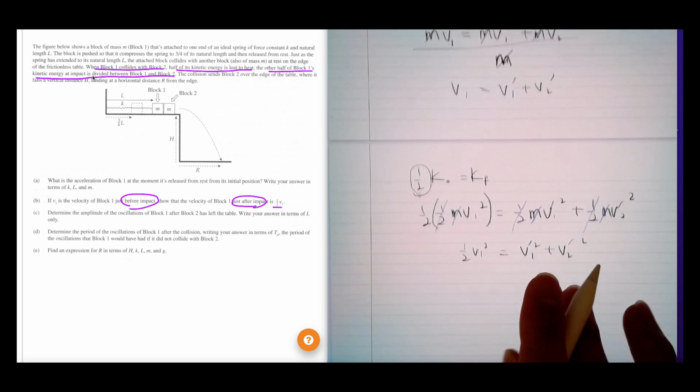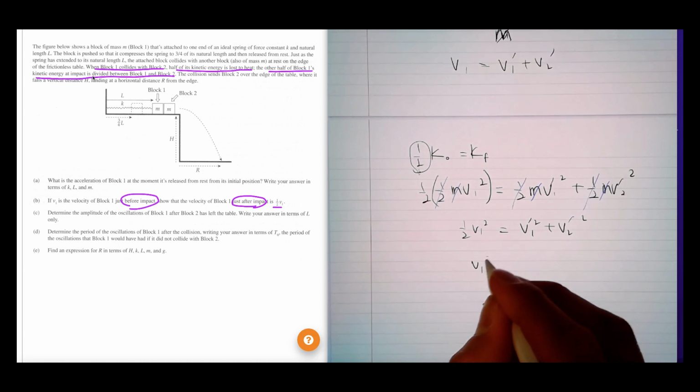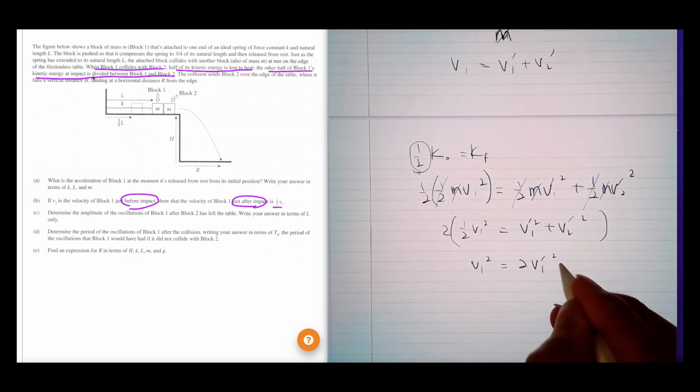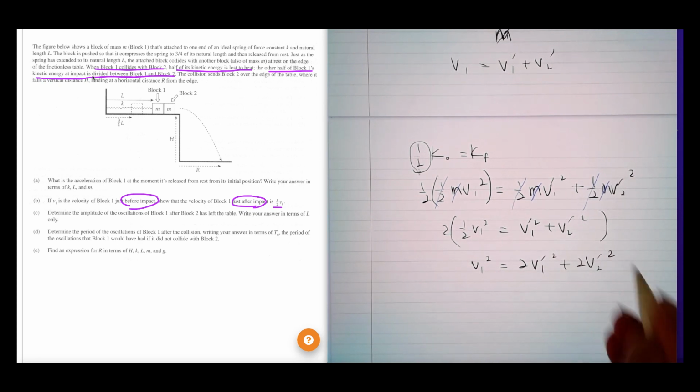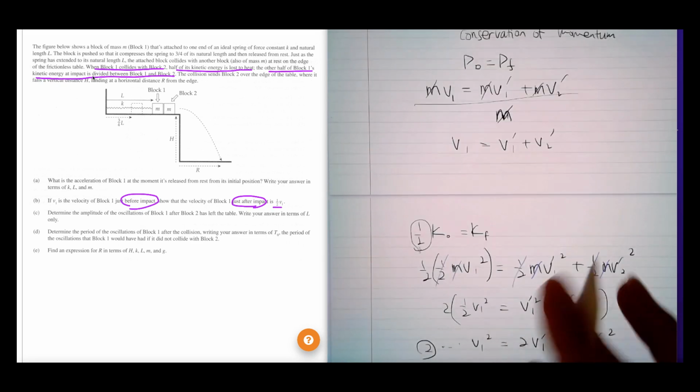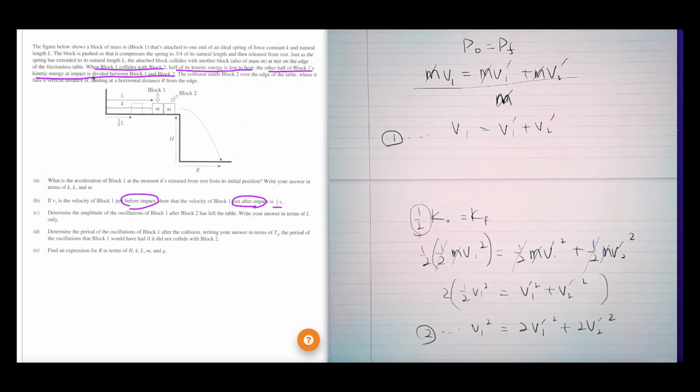And then you can multiply by 2 on both sides. v1 squared is equal to 2 v1 prime squared plus 2 v2 prime squared. I'm going to call this equation 2, and I'm going to call the earlier one equation 1.